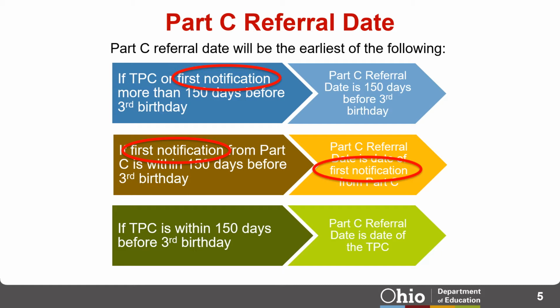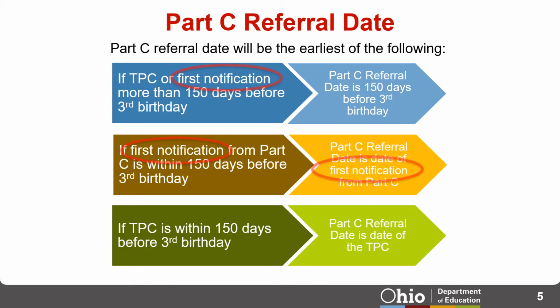The date of the Part C referral will be the earliest of the following. If the transition planning conference or notification from Part C occurs more than 150 days prior to the child's 3rd birthday, then the Part C referral date will be 150 days prior to the child's 3rd birthday. Or, if the first notification from Part C is within 150 days prior to the child's 3rd birthday, then the Part C referral date will be the date the Part C representative first notifies the school district about the child. Or, if the transition planning conference occurs within 150 days prior to the child's 3rd birthday, then the Part C referral date will be the date of the transition planning conference.